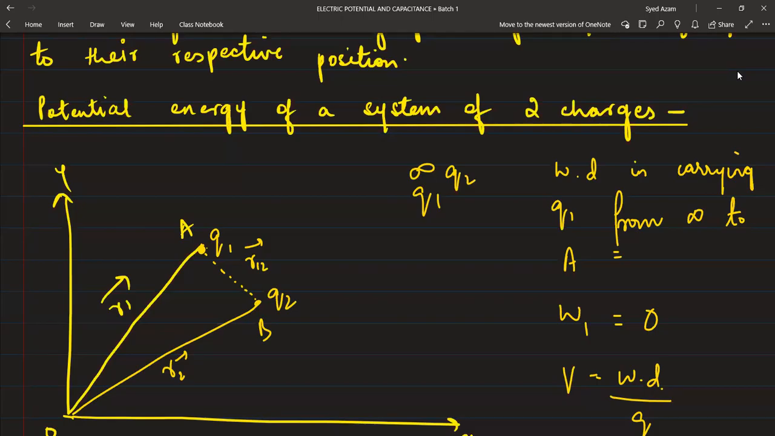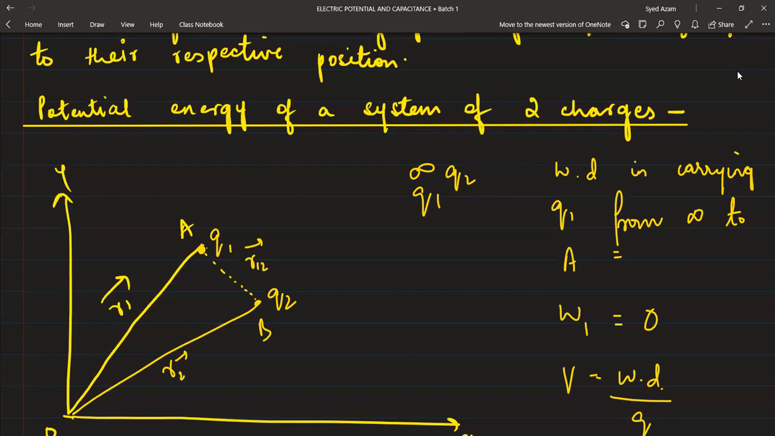It will just be having the potential. Will it be able to generate force? No. For generation of force, there is a requirement of another charge to be present. Without another charge, we'll not be able to generate energy because force will not be applied. So here, when you're talking about the potential energy of a system, you are bringing one more charge.